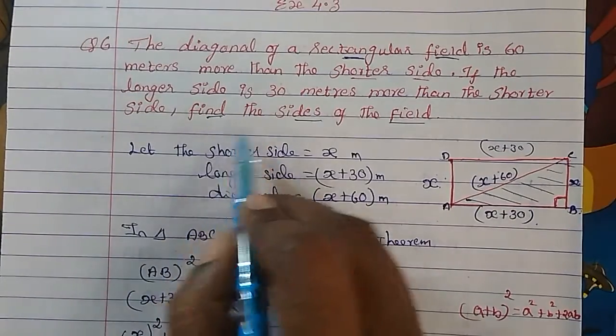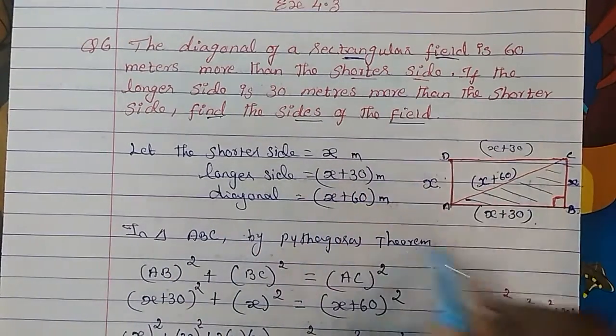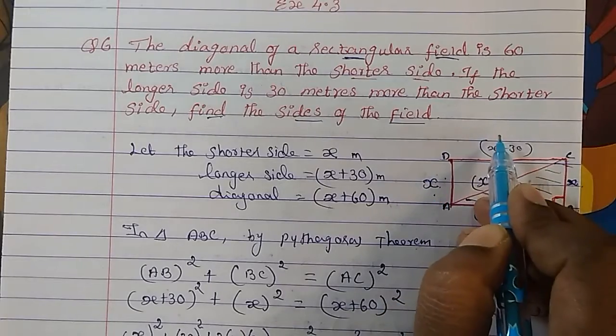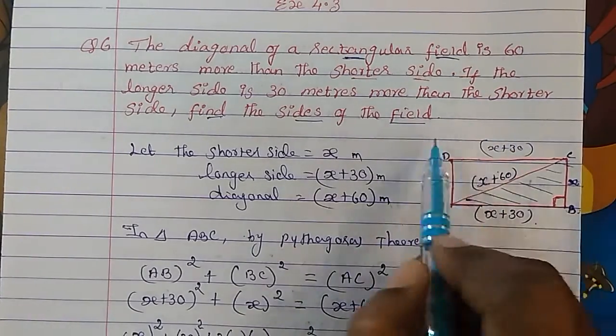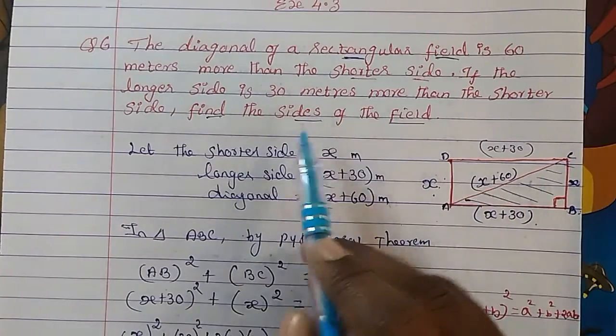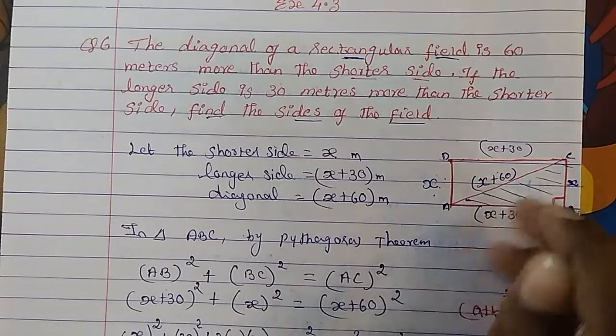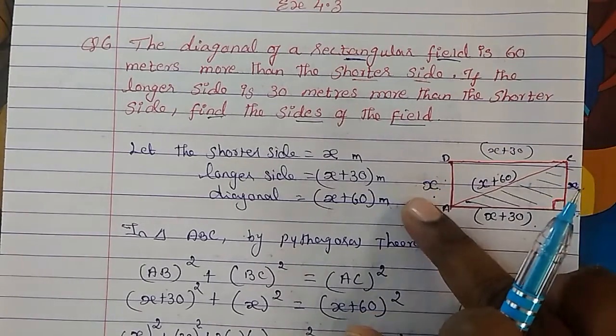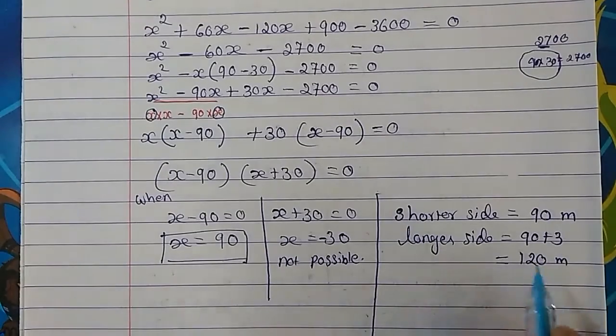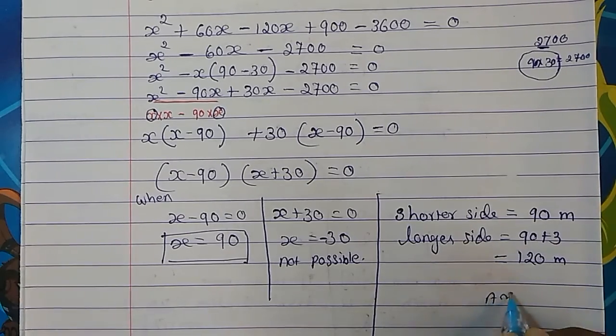What is asked? Find the sides of the field. So sides of the field will be shorter side and longer side. No, we are not supposed to find out the diagonal. Field is rectangular field, so we want the sides of the field. So sides of the field is shorter side and the longer side. So we know shorter side becomes 90 meter and longer side is 120 meter. Hence you can write the answer in words. Okay, so this is our answer.